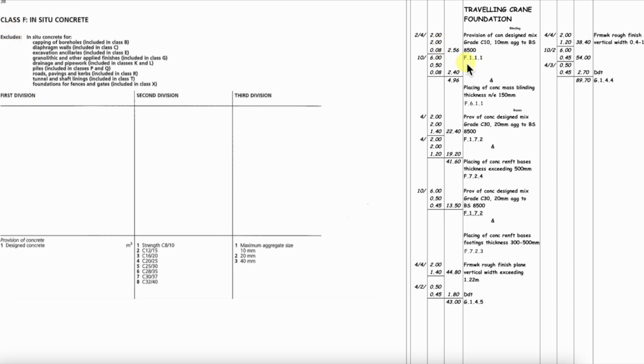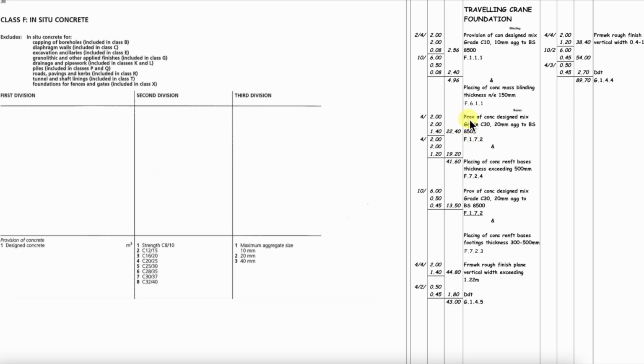Well, the code is F111, so let's have a look. F1, so that's correct, design concrete. Second division, 1 again, strength 8 newtons, and in the third division, 1 again, 10mm aggregate size. So F111 is fully compliant with the method of measurement.